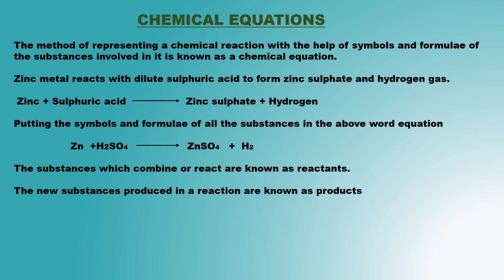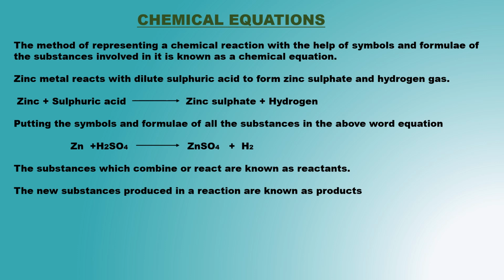This is known as the word equation. We can change this word equation into a chemical equation by writing the symbols and formulae of the various substances in place of their names. Now, symbol of zinc is Zn. Formula of sulfuric acid is H2SO4. Formula of zinc sulfate is ZnSO4. And formula of hydrogen is H2. Putting the symbols and formulae of all the substances in the above word equation, we get the following chemical equation.